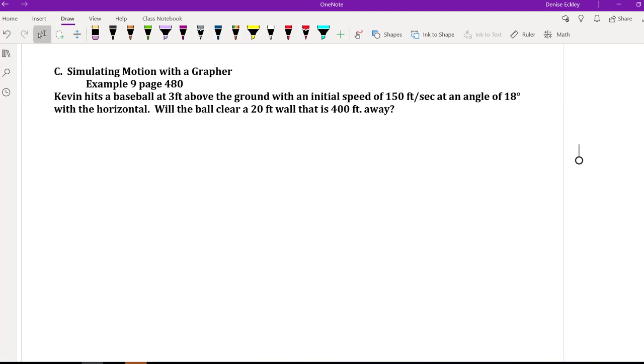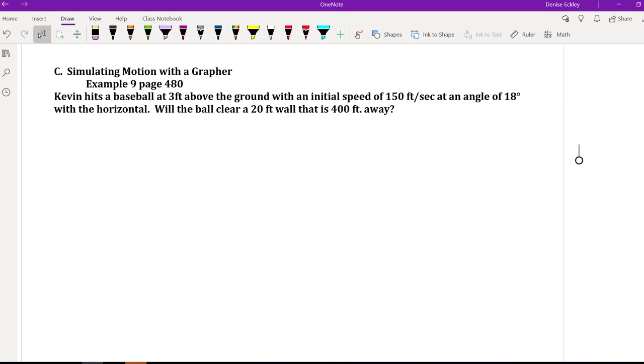So Kevin hits a baseball. This is example 9 on page 480. There's going to be some different details on there if you want to look, but I'll try to get everything. So if you want to see it again from a different perspective, you can look on page 480. Kevin hits a baseball at 3 feet above the ground with an initial speed of 150 feet per second at an angle of 18 degrees with the horizontal. The question is, will the ball clear a 20-foot wall that is 400 feet away?